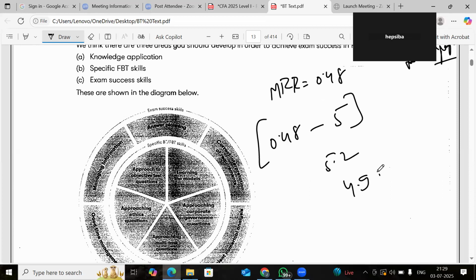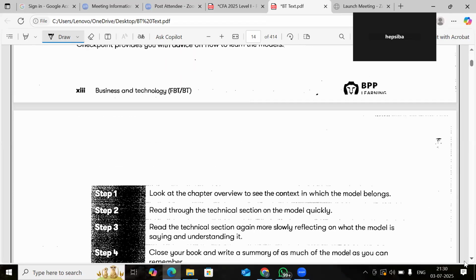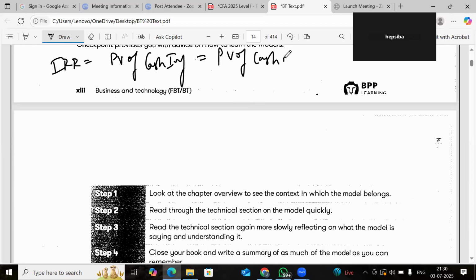Now, one concept is done. Another concept is how to find the swap rate. We will do a question on how to calculate the swap rate, the par swap rate. It is similar to the concept of IRR. What is the IRR concept? Present value of cash inflow is equal to present value of cash outflow, the rate at which. So the swap rate is also the rate at which all the floating payments and fixed payments should be equal.